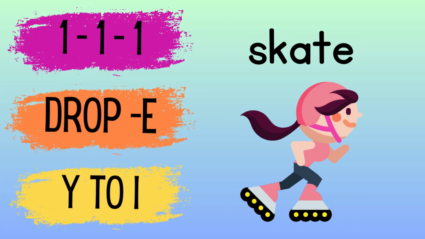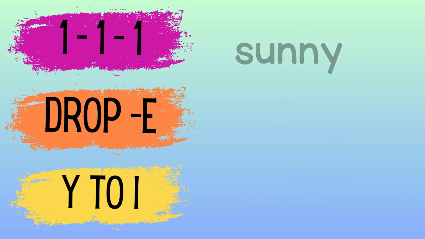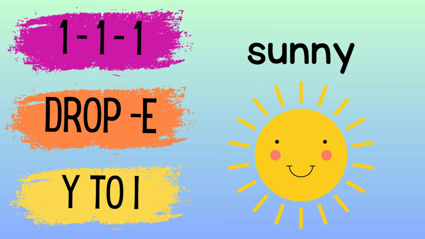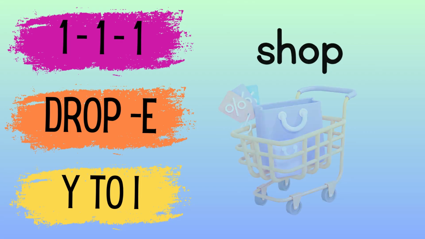So let's turn skate to skating. Which rule do we need to remember? Well, it ends in a silent E, so we need the drop the E rule. So we drop the E and add ing. Let's change sunny to sunnier. Which rule? It ends in a Y, so Y to I. So we change the Y to an I and add ER.